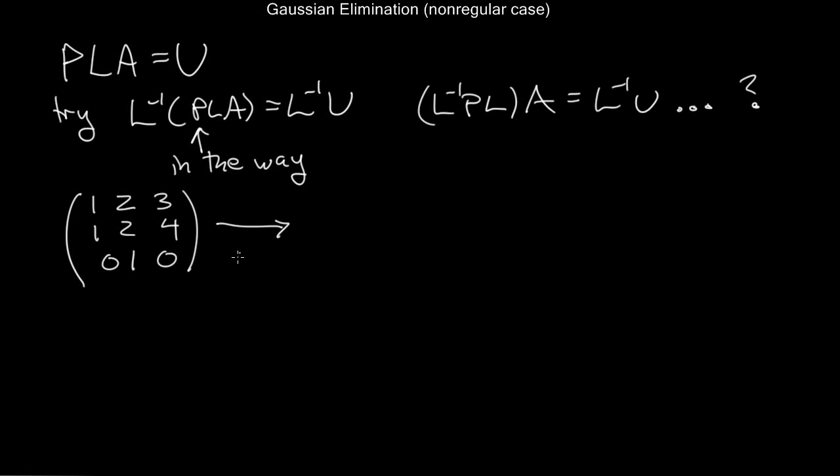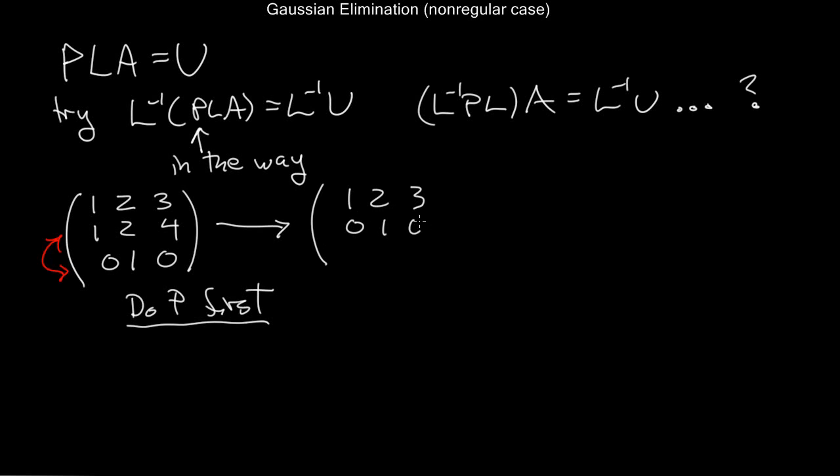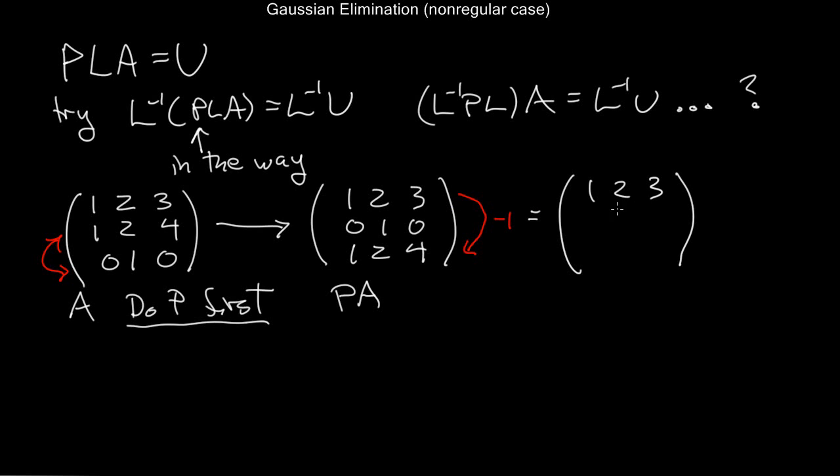But the way you fix it is you see, well, I should have switched the second and third rows first. I had to do that eventually anyway, so do that at the beginning. Apply P first. So when you do that, what you get is 1, 2, 3, and then 0, 1, 0, and 1, 2, 4. And now you can see when you do the rest of the LU decomposition, there won't be any zero pivot problems. At the first step, you already have a 0 in the second row, so you only have to add the third row down. You multiply that by minus 1, and what you get is 1, 2, 3, 0, 1, 0, 0, 0, 1, and that's good.